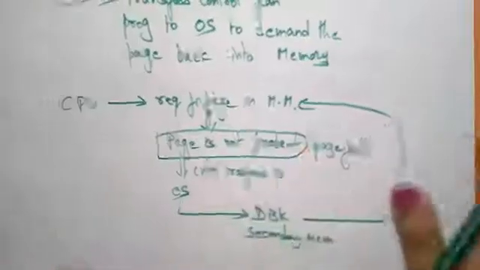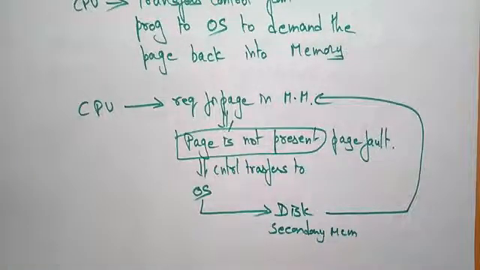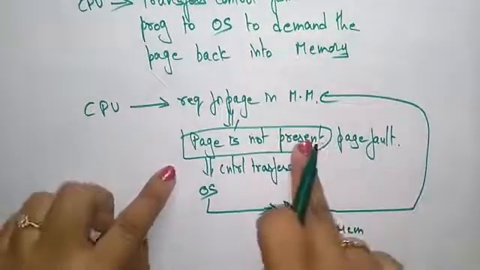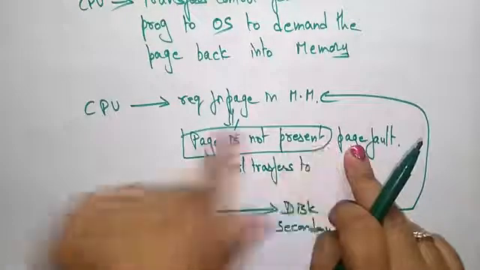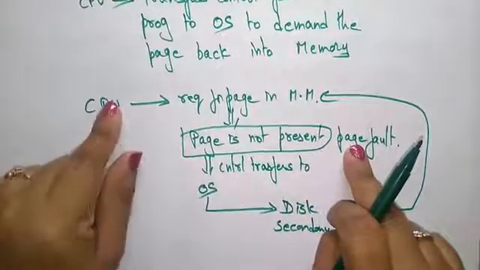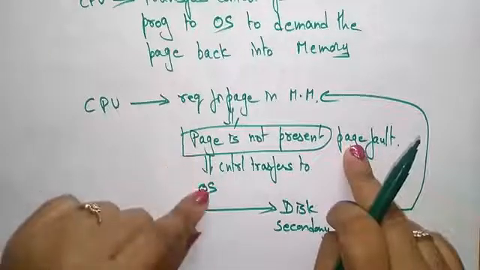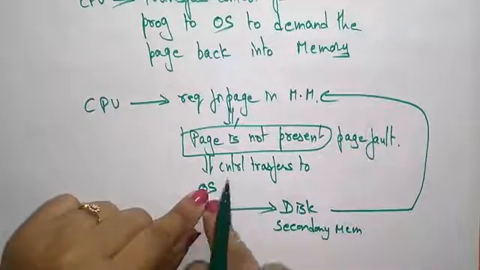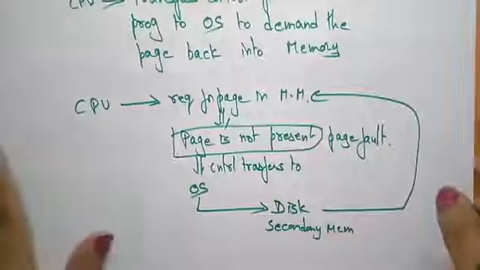So in demand paging, we came across the page fault. Whatever page the CPU is demanding, if that page is not present in the main memory, you call it a page fault. To overcome this page fault, the CPU transfers the control from the program to the operating system. Then the operating system demands the page back from disk to main memory.